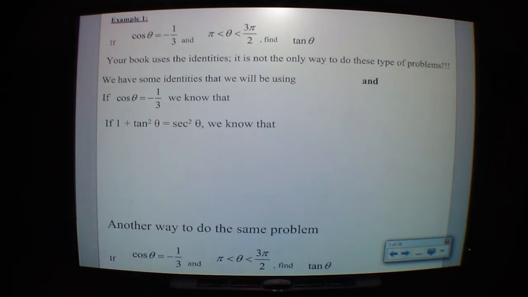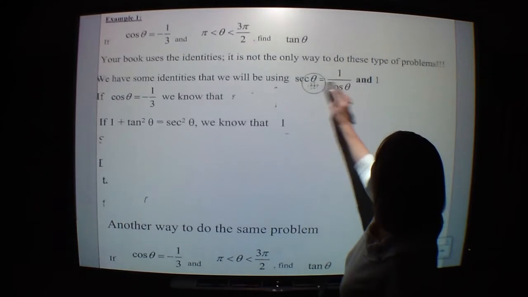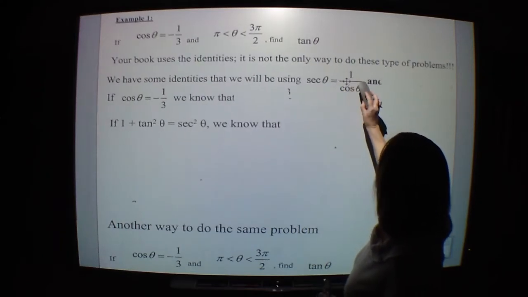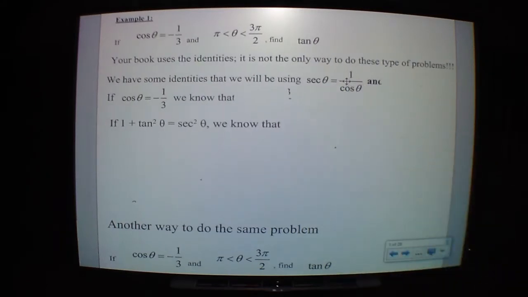So if cosine is equal to negative 1/3 and theta is between pi and 3 pi over 2, we want to find the tangent of theta. There are multiple ways to do this, okay? Your book uses identities, but it's not the only way to do these types of problems. If you wanted to use identities, remember that secant is 1 over cosine.